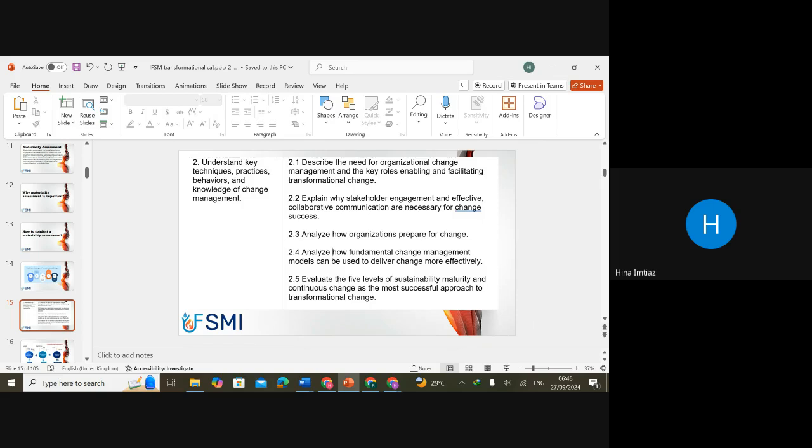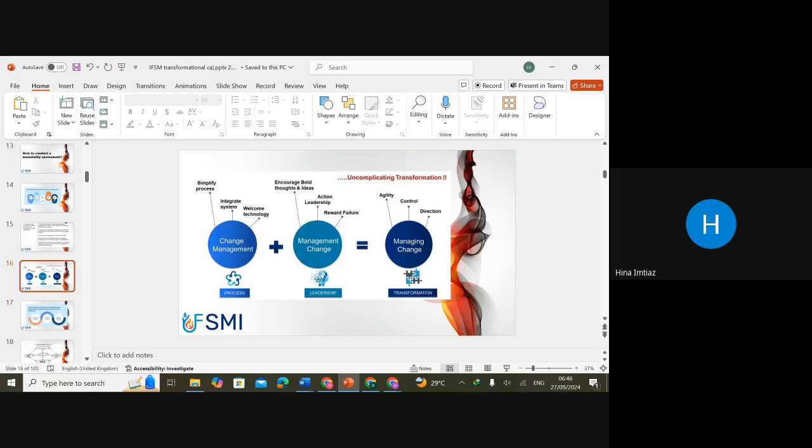So for this question, I have arranged your slides in such a way that I just wrote these learning outcomes and the assessment criteria, and in the next slides I will give you the overview regarding these questions. Regarding these questions, I want to tell you how you can give that management, and what type of management change will help in the transformational change. So focus on these slides, students.